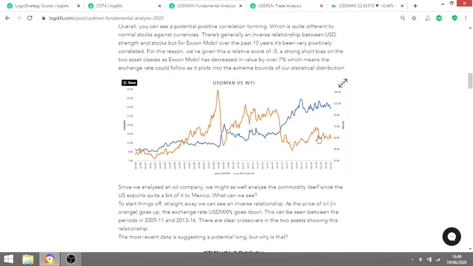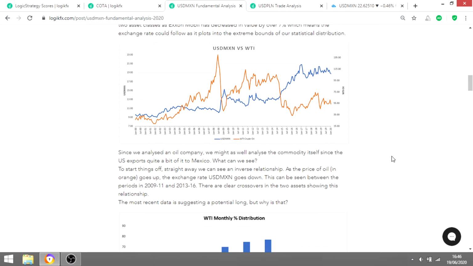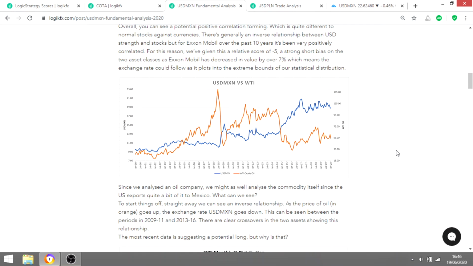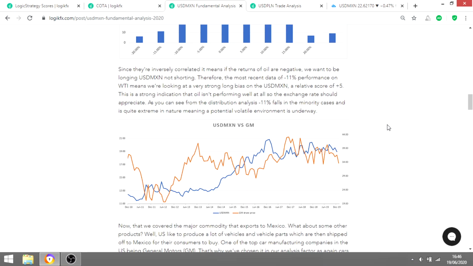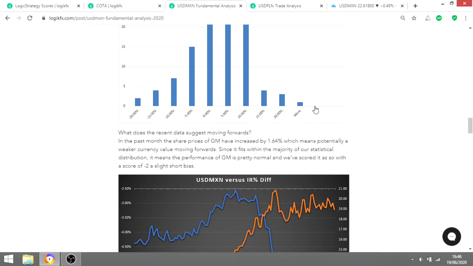In this case, we analysed it and came to the conclusion that, because oil was decreasing significantly during this period, it actually went to $0 a barrel in the coming month, we had a really strong long bias on the US dollar, and in particular USD/MXN, because of that inverse relationship. We then went on to analyze General Motors as well, and did the same analysis on that.